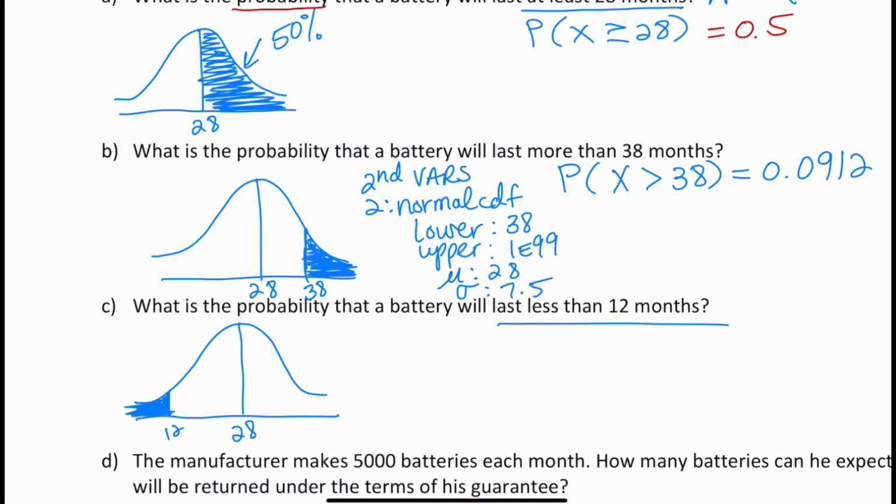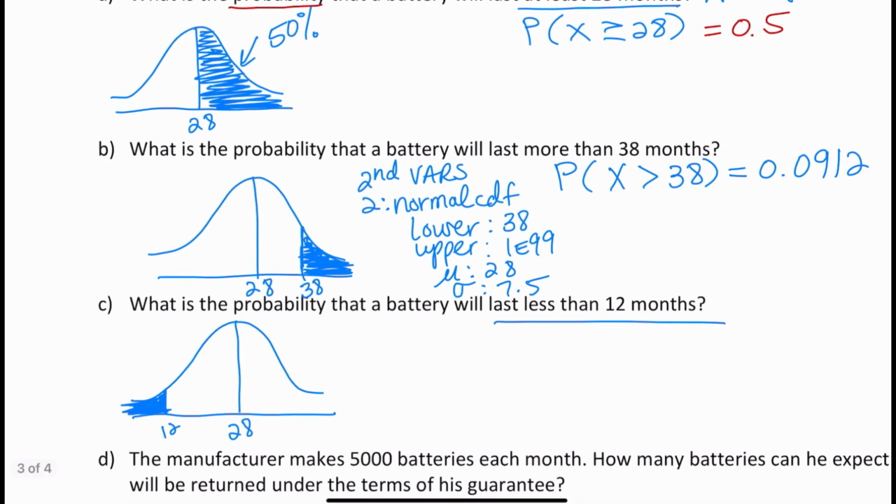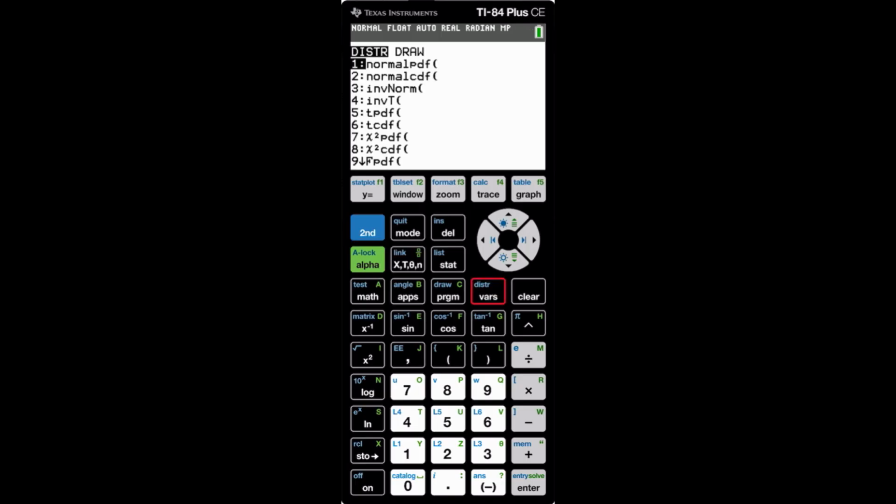So I'm going to go to the calculator once again, second vars, option 2, normal CDF. In this case, my lower bound is negative infinity, so negative 1e99. The upper bound is going to be 12. The mean is 28, and the standard deviation is 7.5. Second vars, option 2, normal CDF, because it's cumulative. We want to get everything that's to the left. Here, the lower bound is going to be negative infinity, so negative 1, second e for exponential, 99.